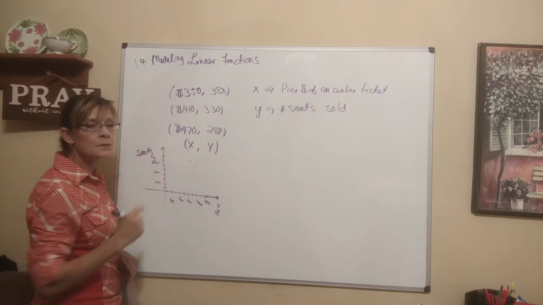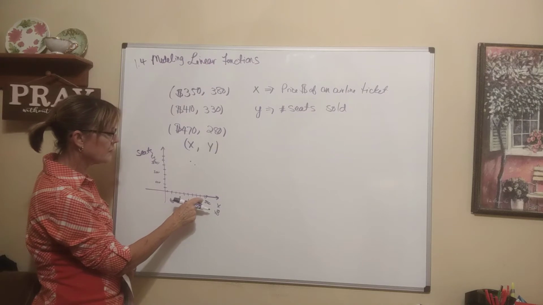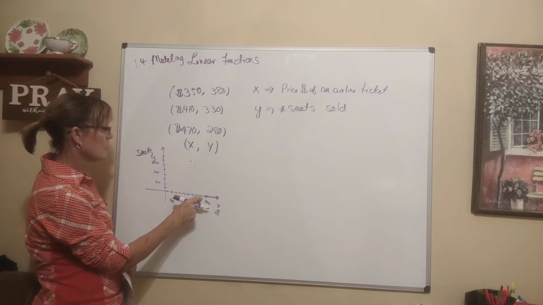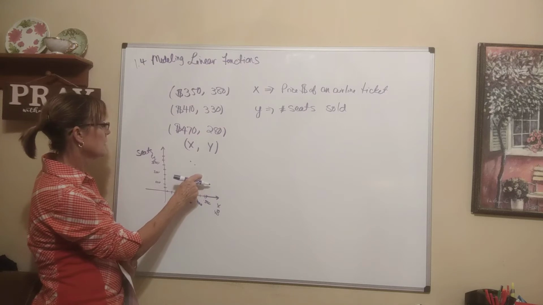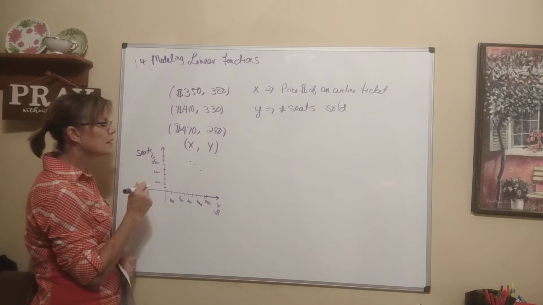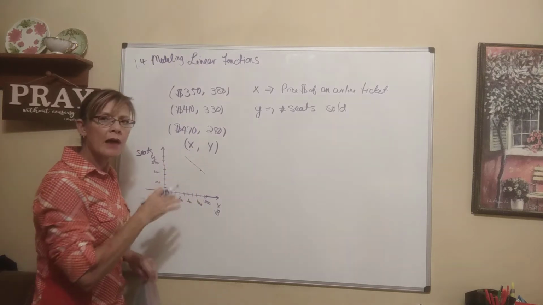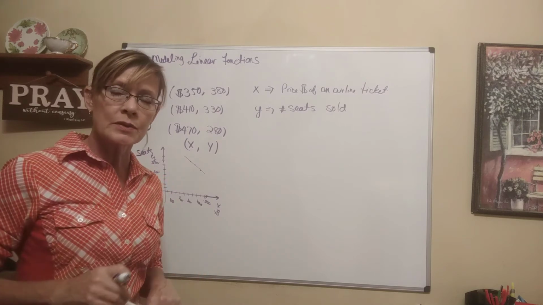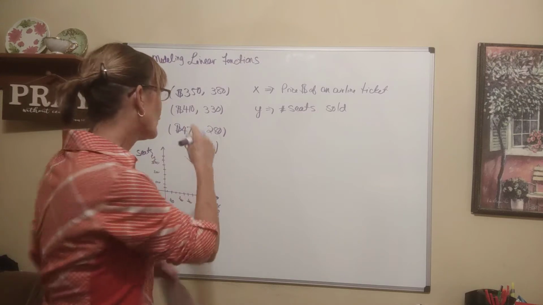So let's look at this last point and see if it falls in the line. At 470, about there, we're up here at 280. That's about right there. And if I look at those, it sure does look like they are falling in a linear pattern. That would be enough for me to say, let's model this with a linear model, or write the equation of a line with these points.